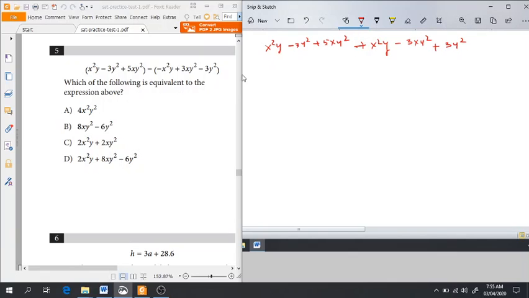Okay, now add the like terms, x squared y and x squared y. So your answer must have 2x squared y. After doing this, take a look at the options. A and B cannot be the answer because the terms are different.